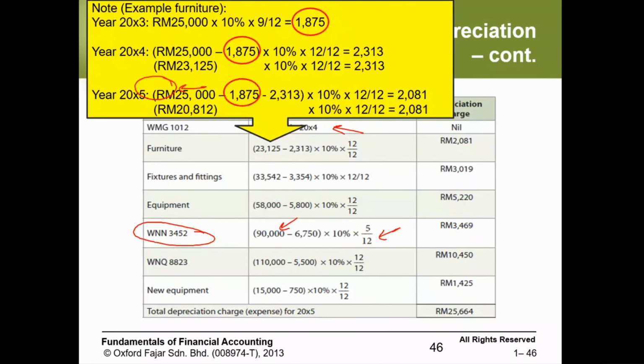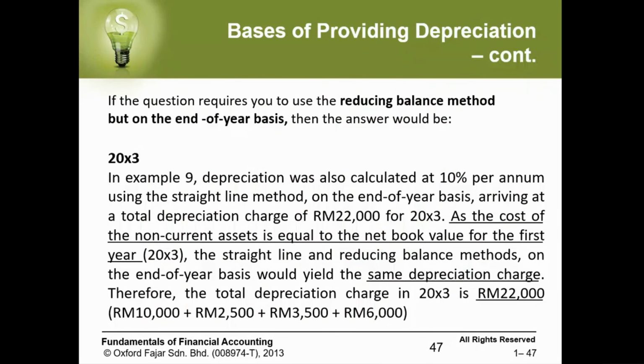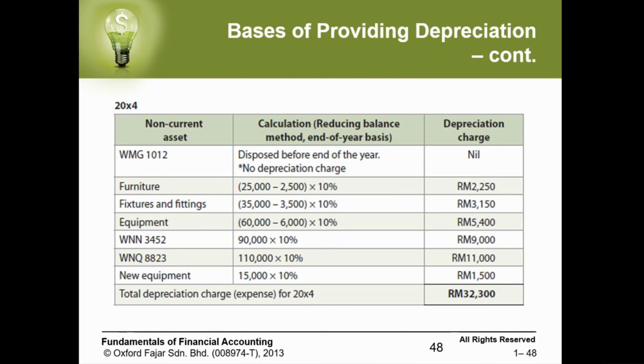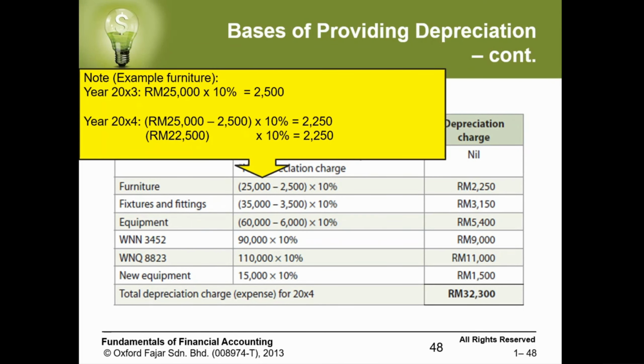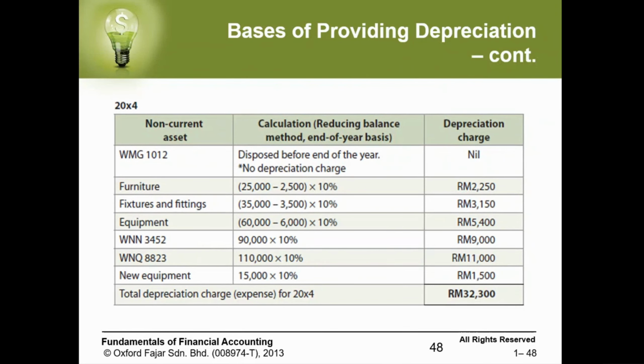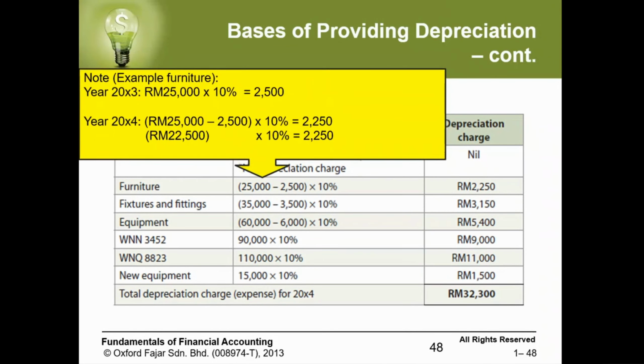Here also we have all the details of how we do the calculation. So here it is also telling you if the question required the reduction balance method on a year-to-year basis, you will see we don't have 12 divided by 12 or 6 divided by 12. We will do the normal depreciation as the reduction method without considering for how many months we are holding the assets.